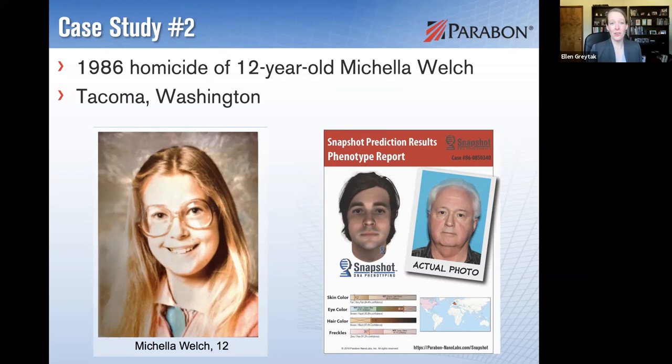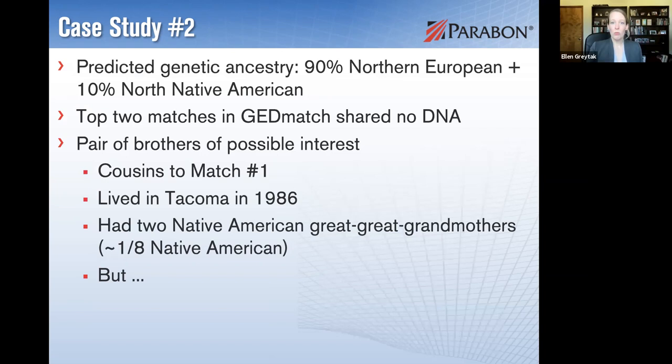Okay. Well, while you're thinking, I'll go through this case study because it's pretty interesting. This is another homicide of a young girl in Washington. I don't know why Washington was where we started, but the first couple of cases we worked on were from there. This was a girl who had gone to the park with her siblings, and they went home to get lunch, and when they came back, she was gone, and they found her body that night. In this case, we were able to use the phenotyping predictions along with the genetic genealogy. We predicted that this person had about 10% Native American ancestry in addition to primarily being Northern European.